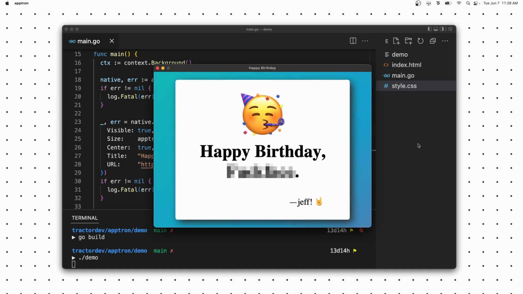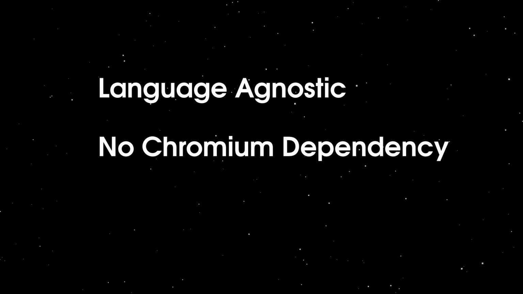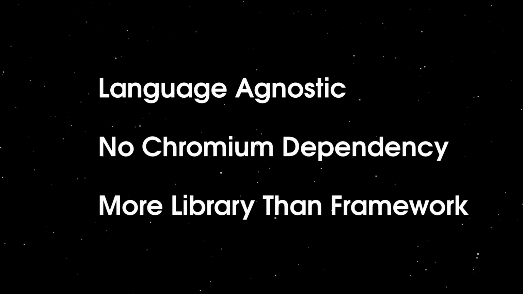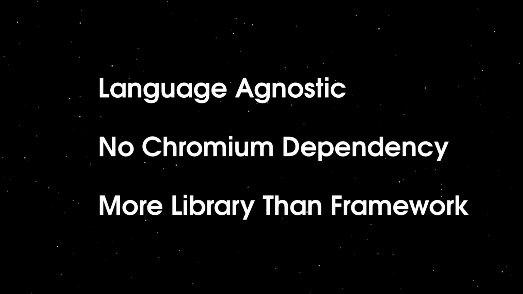Unlike Electron, we can write our local backend in various languages. We don't need Node or NPM. Also, we use the platform's native Blink or WebKit-based WebView to avoid a huge Chromium dependency. And where Electron is a Node-specific framework, Apptron is a language-agnostic building block with no dependencies.